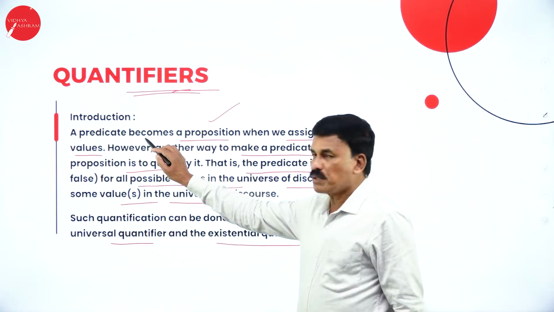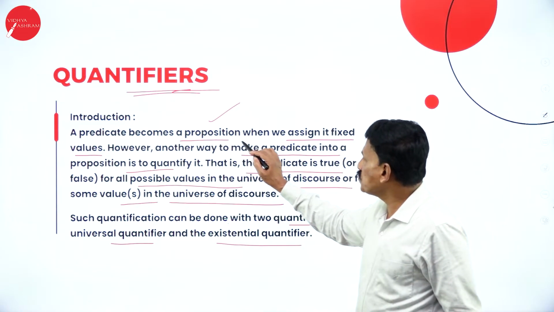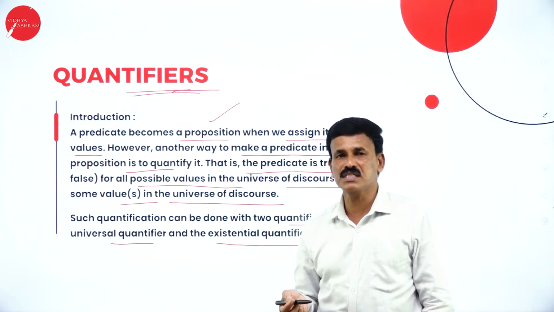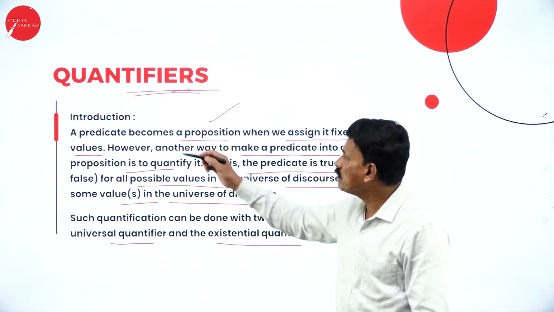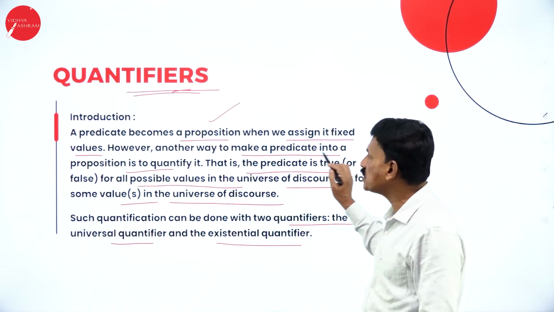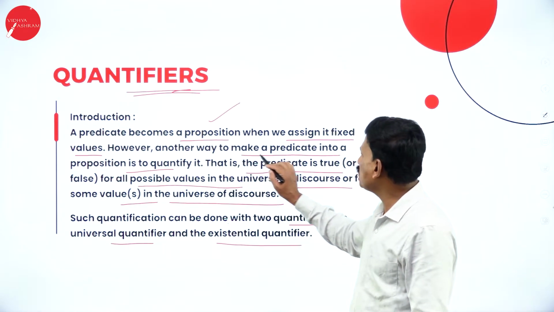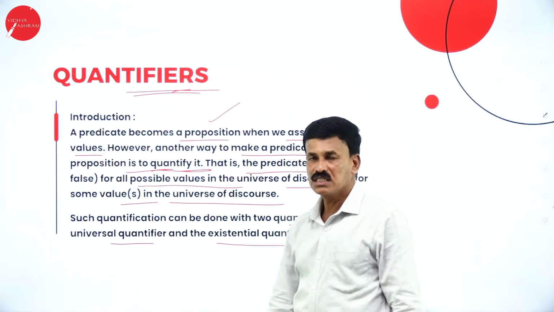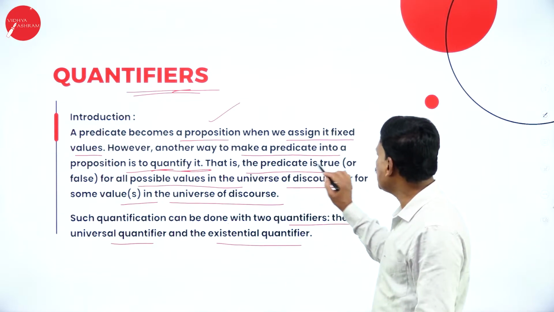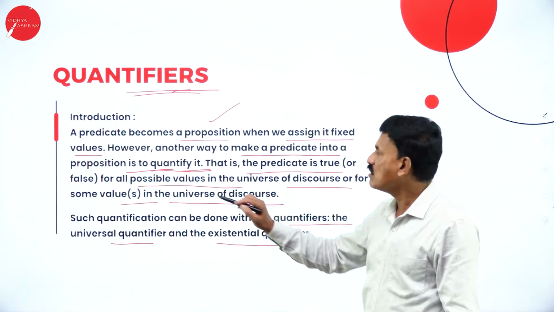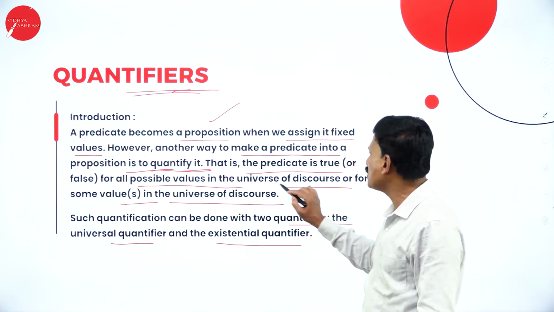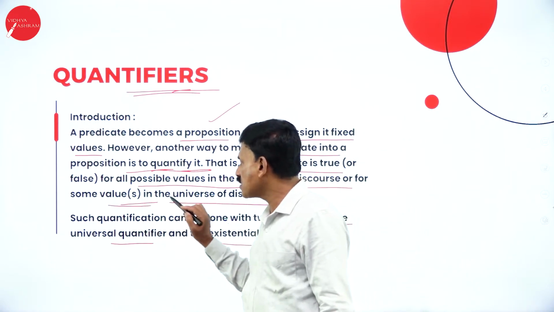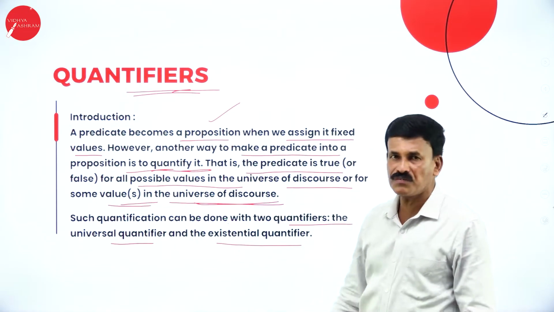Now see here, a predicate will become a proposition when we assign it a fixed value. Whenever fixed values are assigned to a predicate, it becomes a proposition. However, another way to make the predicate into a proposition is to quantify it. That is, the predicate is true or false for all possible values in the universe of discourse, or for some values of x in the universe of discourse.